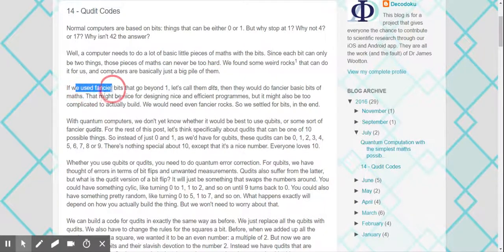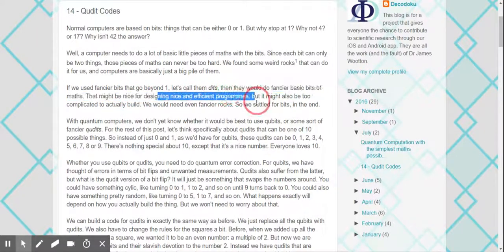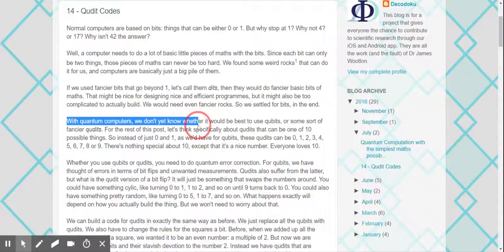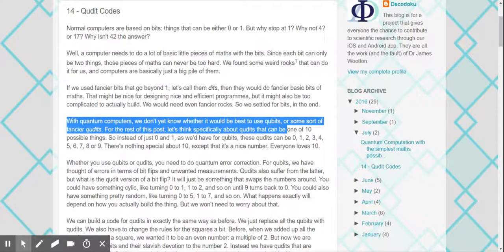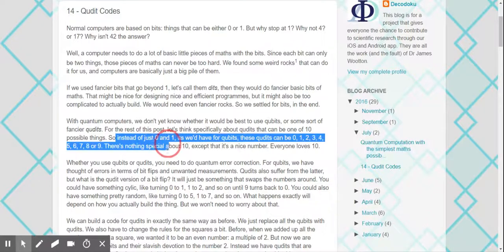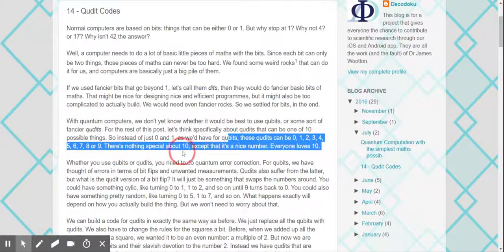If we use fancier bits that go beyond one, let's call them dits, then they would do fancy basic bits of maths that might be nice for designing nice and efficient programs, but it might also be too complicated to actually build. We would need even fancier rocks. So we settled for bits in the end. With quantum computers, we don't yet know whether it would be best to use qubits or some sort of fancier qudits. Qudits can be one of 10 possible things. So instead of just a 0 and a 1, we'd have 0 through 9, and there's nothing special about 10 except it's a nice number.